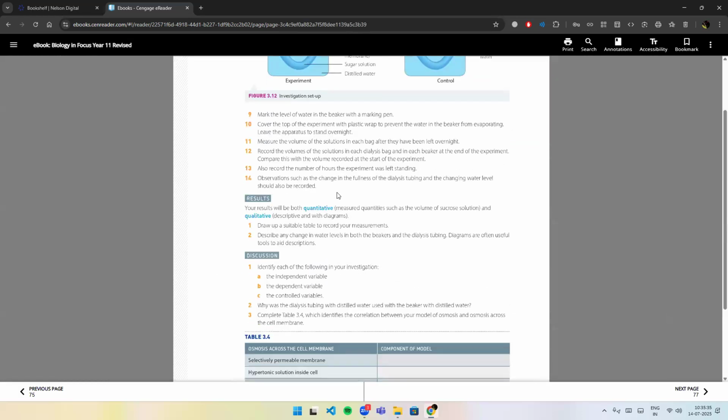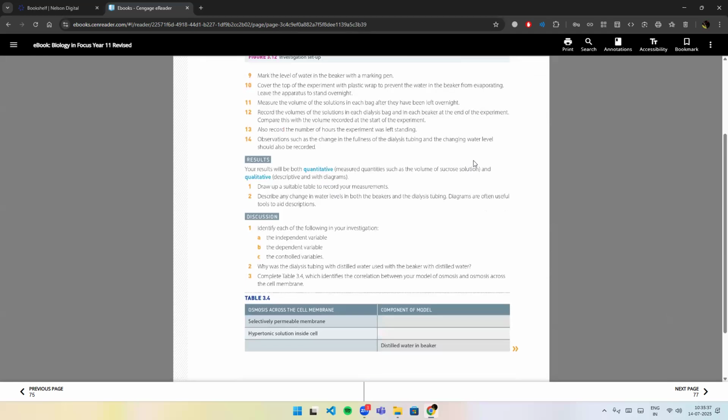Mark the level of water in the beaker with the marking pen. Cover the top of the experiment with plastic wrap to prevent the water in the beaker from evaporating. Leave the apparatus to stand overnight.